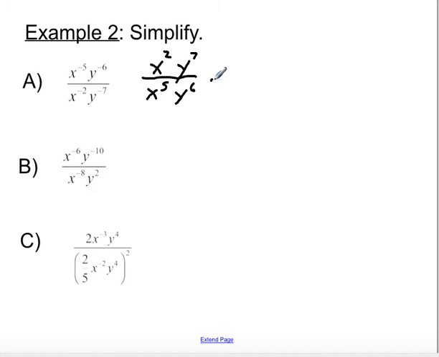So now what can I do? I can simply subtract my powers here. 5 minus 2 there for the x's there is 3. There's more of them down here in the denominator, so I'm going to make this x to the 3rd down here. Y to the 7th divided by y to the 6th is y to the 7 minus 6, and 7 minus 6 there is 1. So I simply end up here with just y to the 1st, or just y.